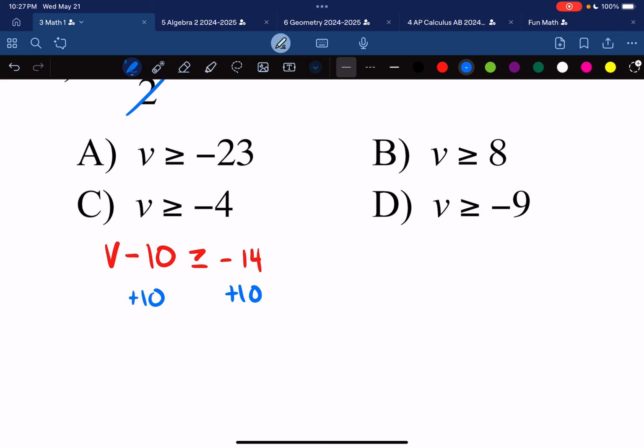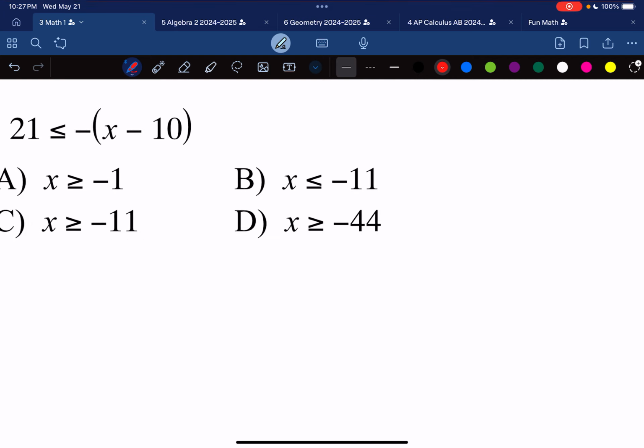When I add 10 to both sides, that does eliminate my 10, leaving behind our variable, and I have not multiplied or divided by negative. The sign stays the same. It's still a greater than or equal to. These two numbers are opposites of each other. That's a positive, that's a negative. Whenever these two signs don't match, you are subtracting and taking the sign of the larger. So subtracting 14 and 10 gives us 4. Take the sign of the larger, and it's a -4. The correct answer here is C.